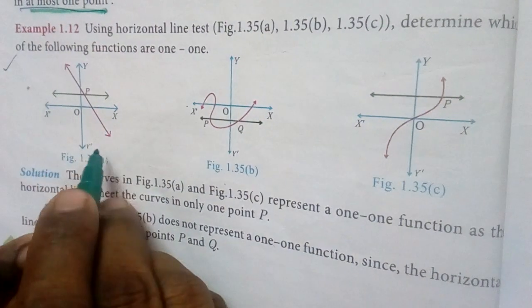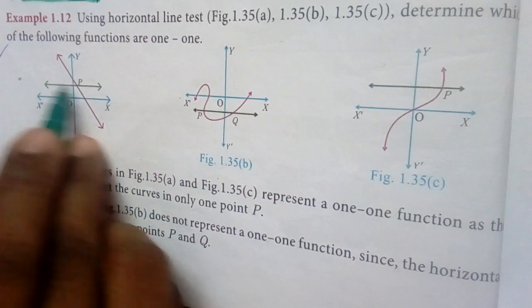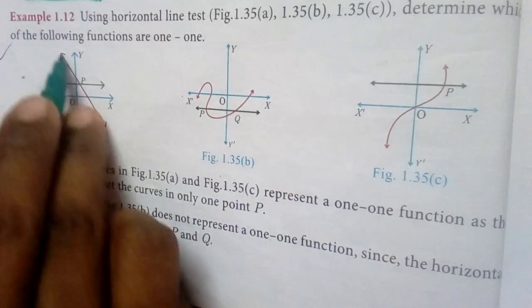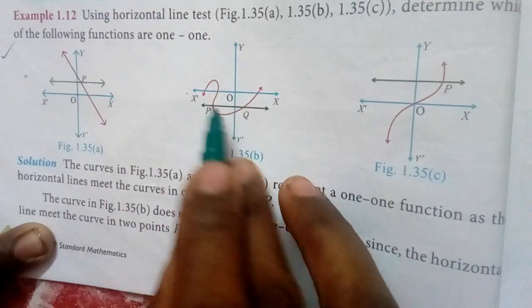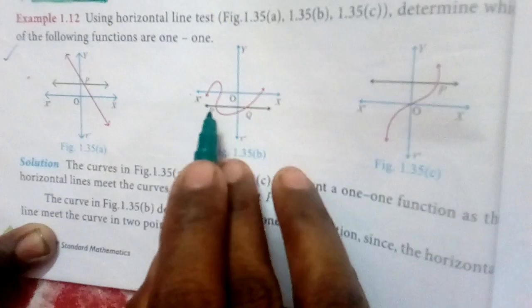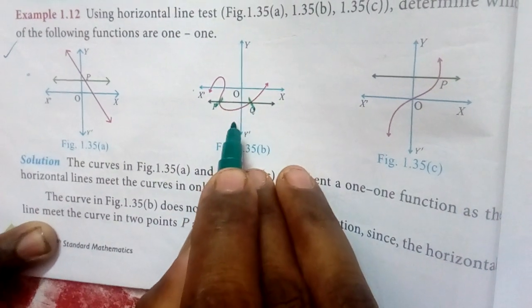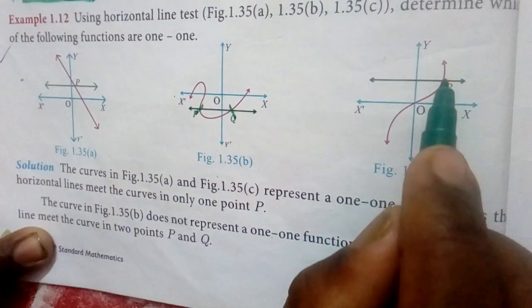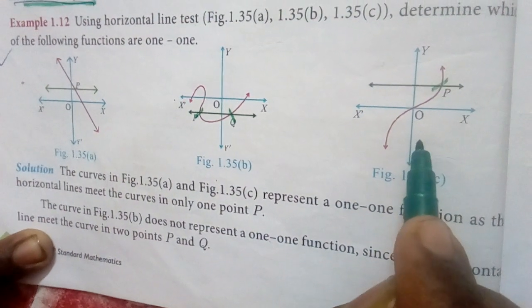For example, three pictures are given. In this first picture, draw a horizontal line; the green color line intersects the curve at one point. So it is a 1 to 1 function. For the second curve, the horizontal line intersects at 2 points. So it is not a 1 to 1 function. For this line, it intersects at 1 point. So it is a 1 to 1 function.